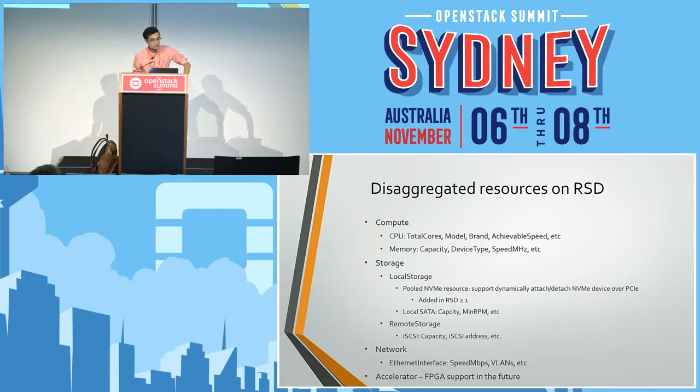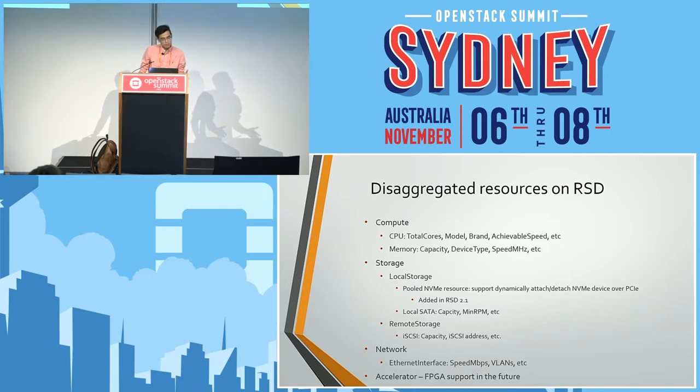Here are some details about all the disaggregated hardware resources in the RSD. There are three major kinds of resource: compute, storage, and network. For compute resources, when composing a node, the user can specify how many cores, the model and the brand of the CPU, and the capacity and frequency of memory.